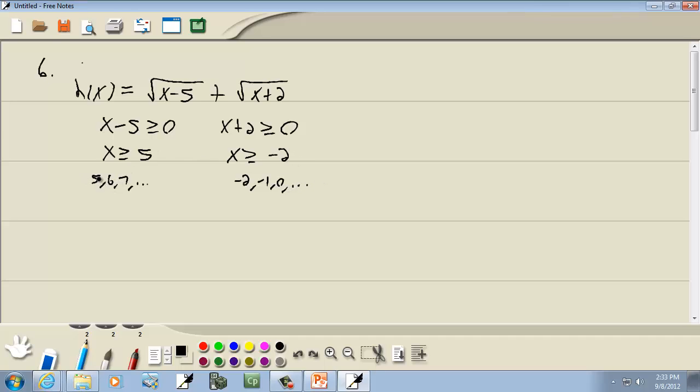Well, let's look at this 5 here. If I put 5 up here, 5 minus 5 is 0. Okay, that's okay. 5 plus 2 is 7, that's okay. If I put 6 in there, 6 minus 5 is 1, that's okay. 6 plus 2, that's 8, that's okay. Let me put negative 2 up here. Negative 2 minus 5 gives us a negative 7. We cannot have a negative number inside of our square root. So this one right here, actually, we cross off, and our answer is x is greater than or equal to 5. In interval notation, that'll go 5 to positive infinity.